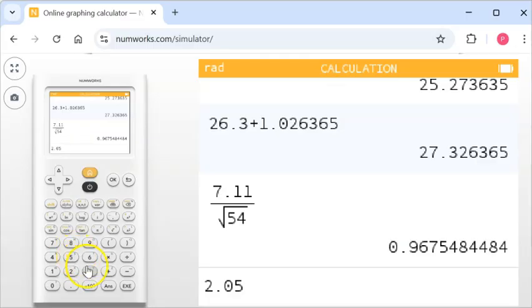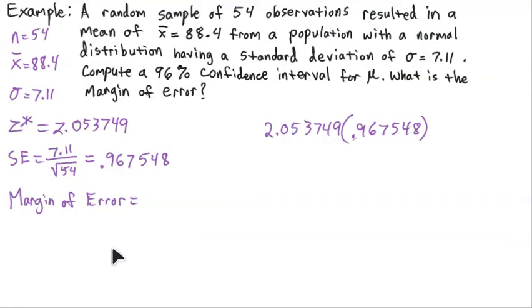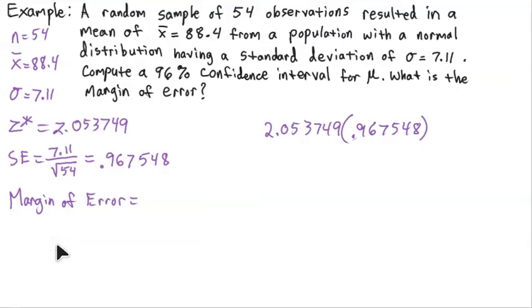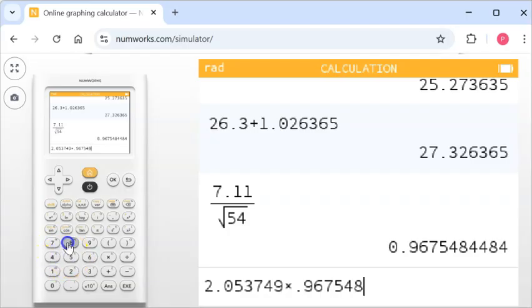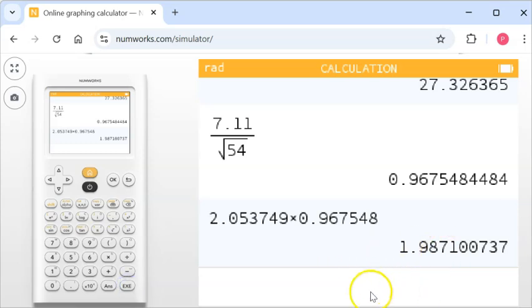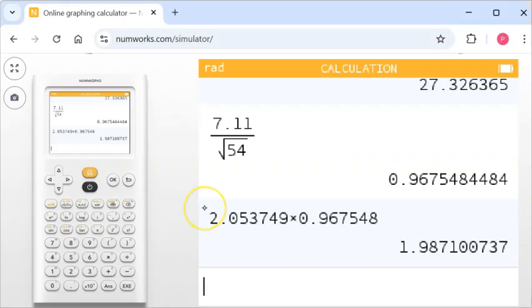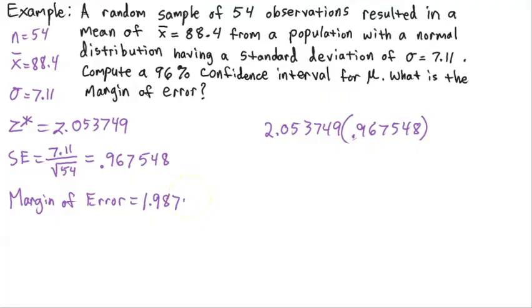So 2.053749 times 0.967548, and that gives us 1.987101. Great. Now we're going to do our confidence interval, and we're done.